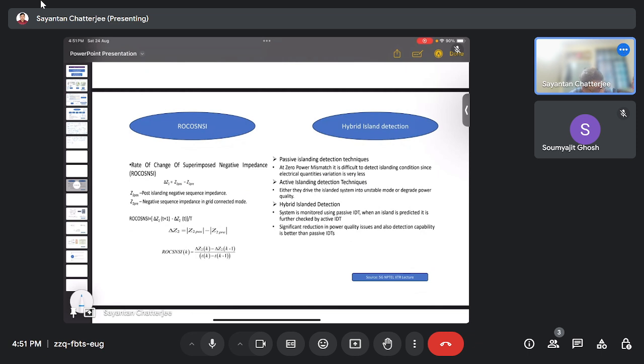Here we can see this is ROCO SNSI, the rate of change of superimposed negative impedance. Here we have the post-islanding negative sequence impedance, and pre is the negative sequence impedance in the grid connected mode of operation.